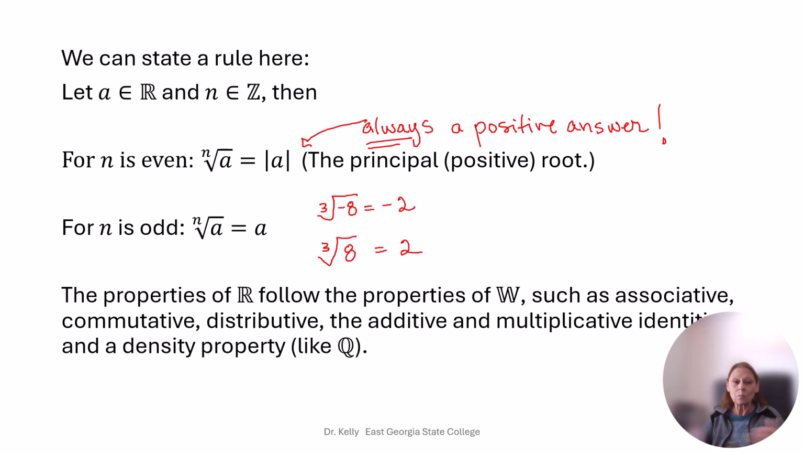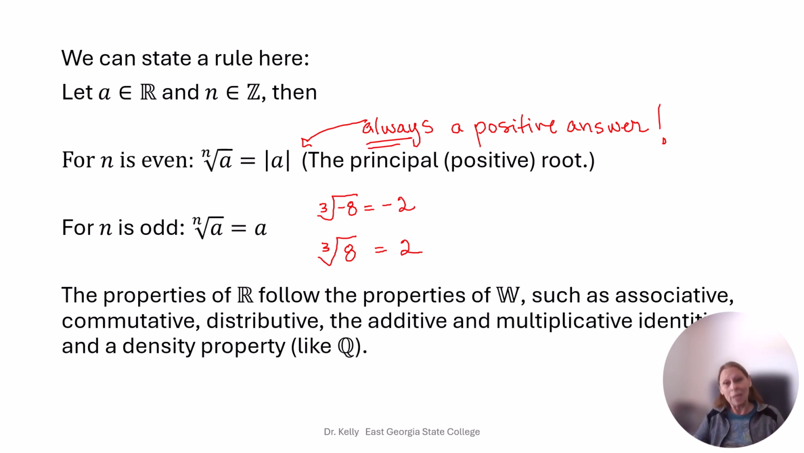Finally, the properties of the reals follow the properties of whole numbers, like the associative, commutative, distributive, the additive and multiplicative identities, depending on what we're talking about, right? The additive identity being 0, the multiplicative identity being 1.